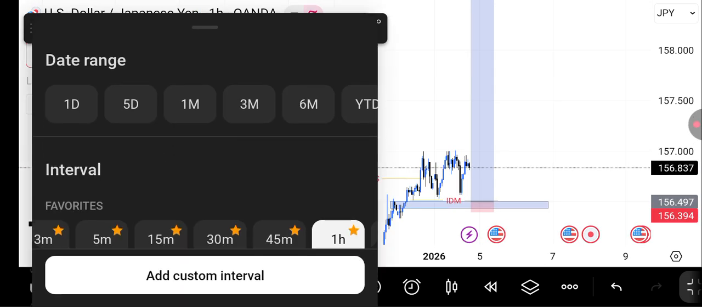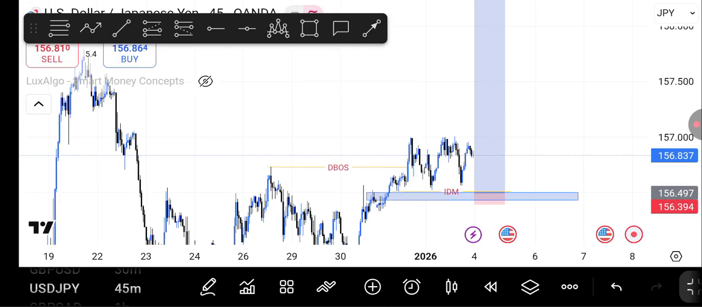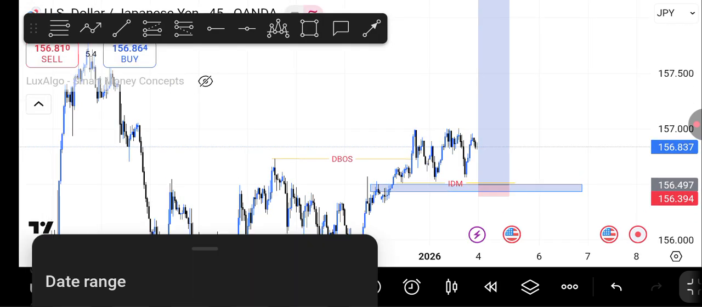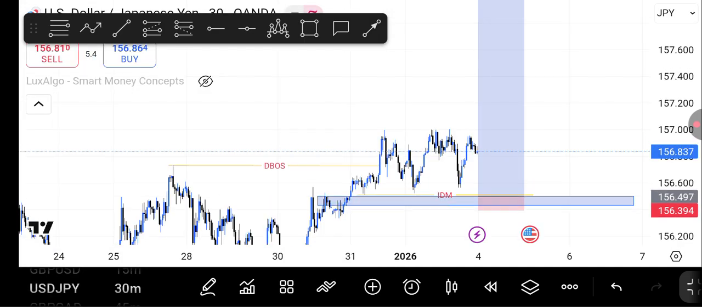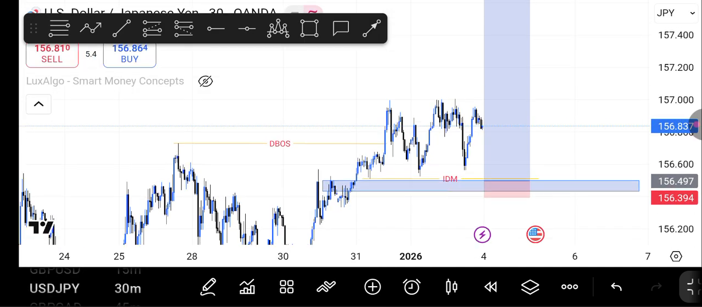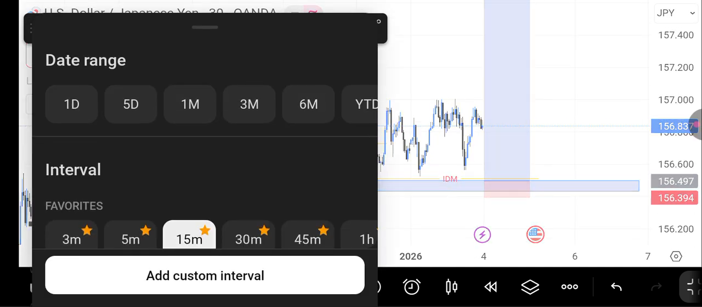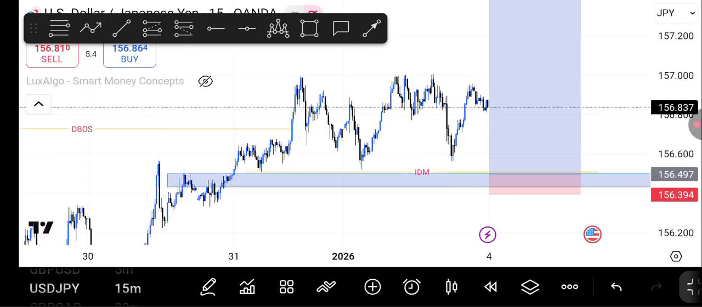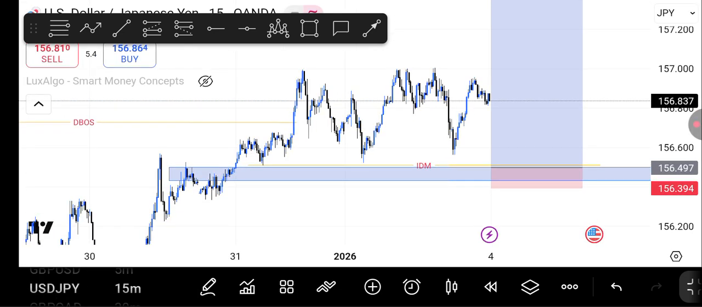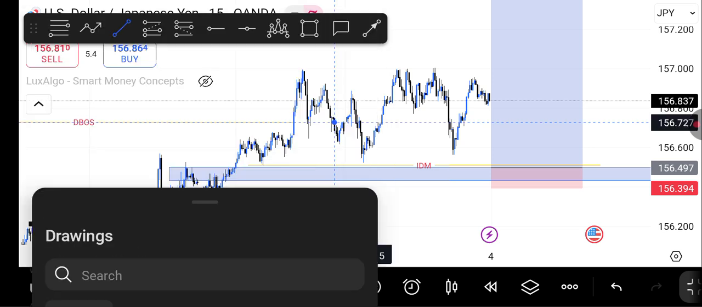Let's go to the other time frame. I think the 45 minutes and the 1 hour, same thing, right? Or the 30 minutes, the setup looks good, right? And I'll go to the 15 minutes. The 15 minutes, yep, yes. Obviously, I think this was the trade I took last week.